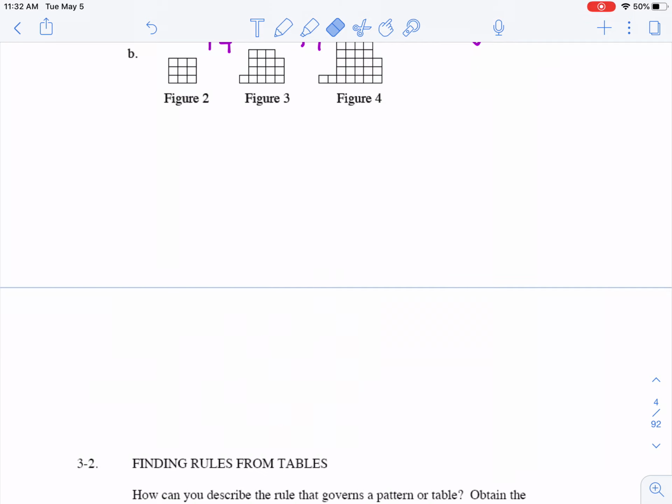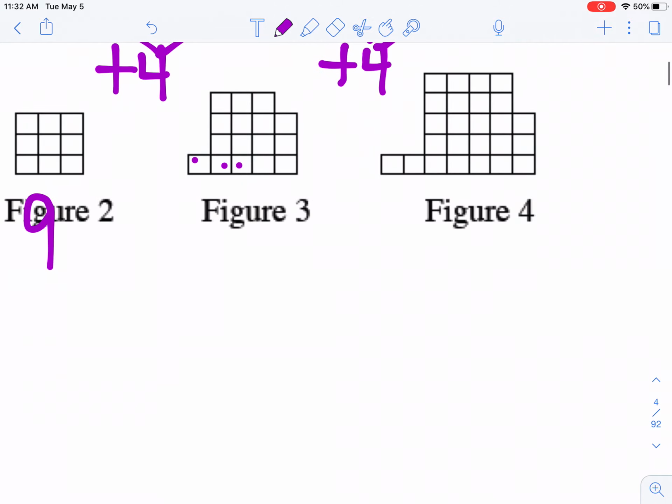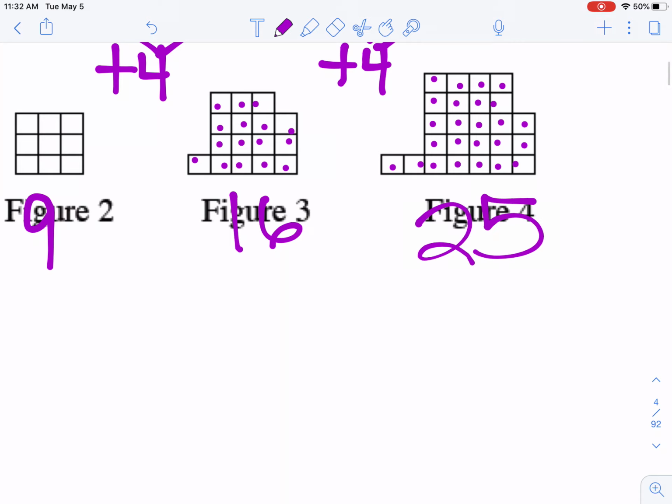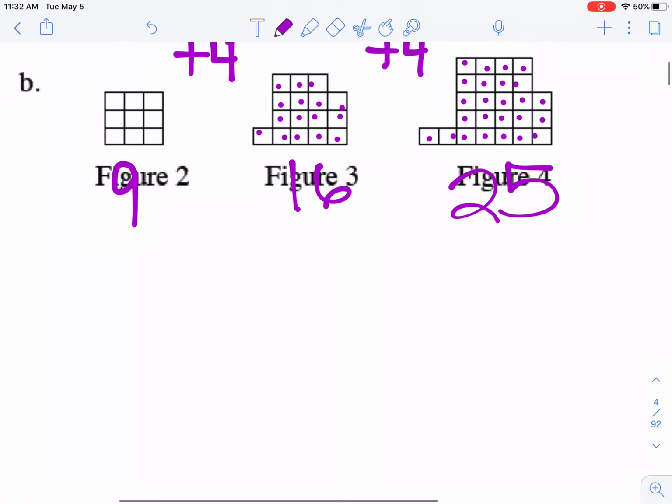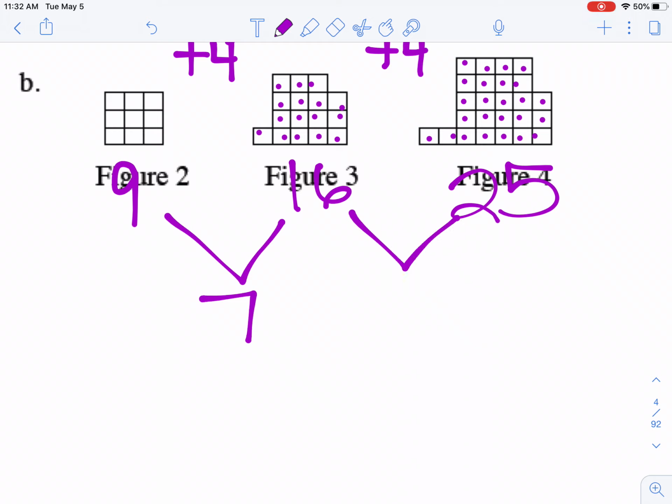Okay, so again, let's count the tiles in each shape. So this one has 9. The next one has 16. And I think this had 25. So this one actually is not probably going to follow our normal pattern. Let's see. 9 plus what gives us 16? 7? Does 7 plus 16 give us 25?